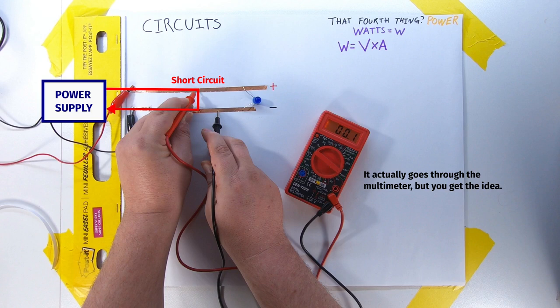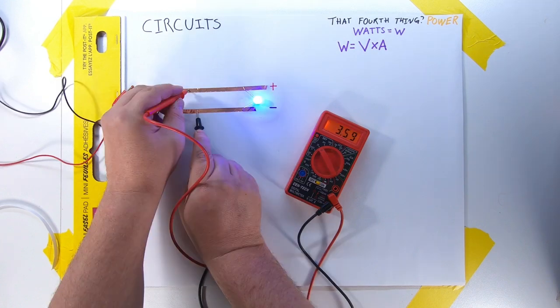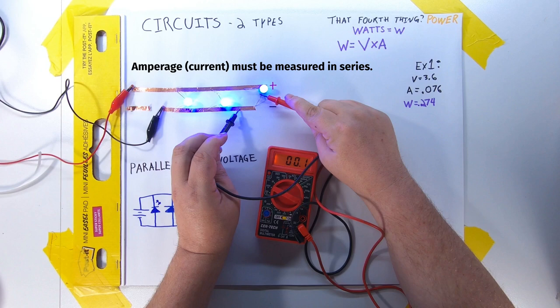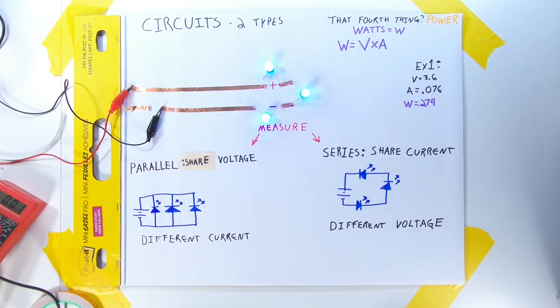often damaging equipment. Finally, we need to talk about how I'm measuring voltage and current here. To measure voltage, you can hook up your meter in parallel to the circuit under test, as I'm doing here. However, to measure current, the current must flow through your meter, so it must be hooked up like this.